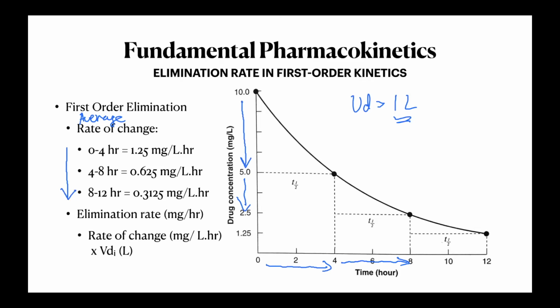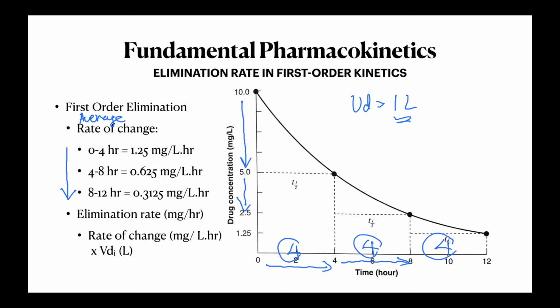But your half-life remains constant. So this is the opposite of zero-order kinetics. In zero-order kinetics, you've got a half-life that decreases as concentration decreases, and the elimination rate is constant. Whereas in first-order kinetics, half-life is constant, but your elimination rate decreases as concentration decreases.